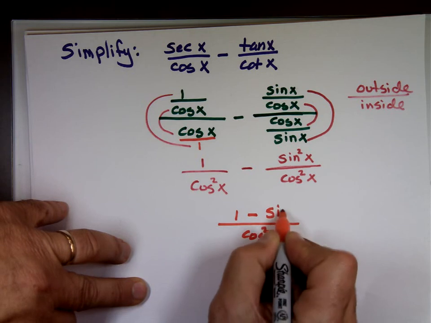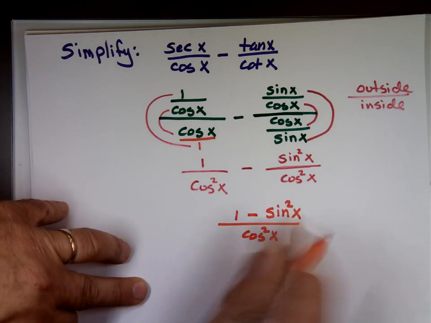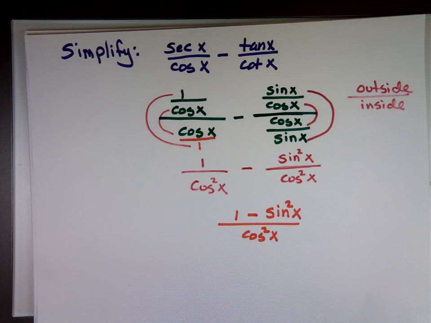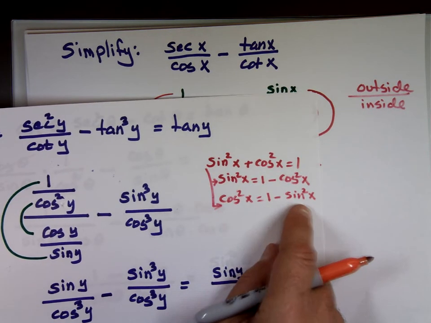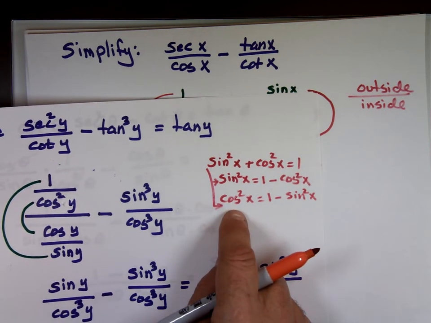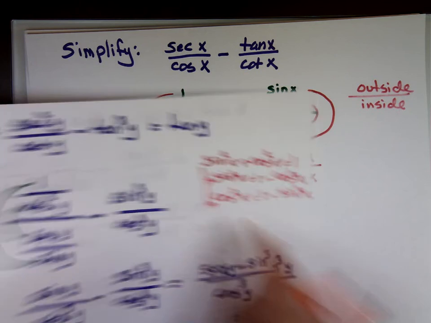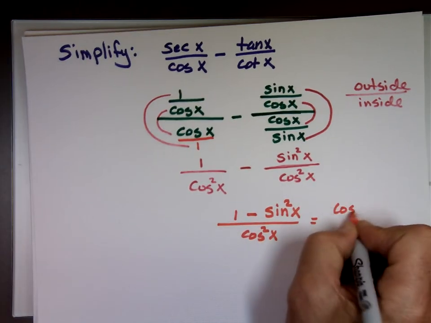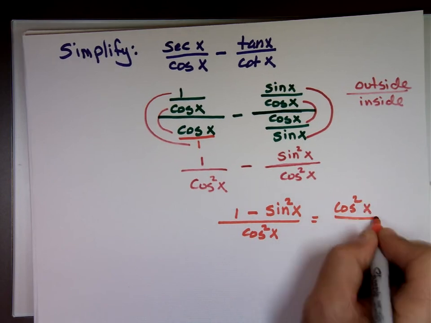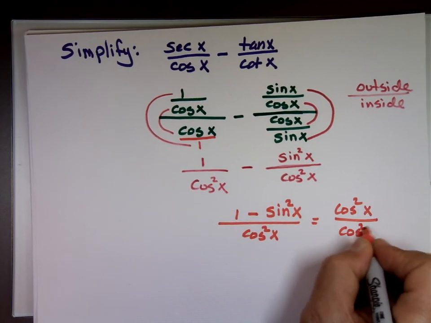Now you know where to look for that identity. Number 5, sine squared x. Number 5 is the one we're going to use the most. Yeah, it's number 5, cosine squared x. Yep, you have that. Again, I'll just show it to you. Seeing is believing. 1 minus sine squared is what? Cosine squared. So you're going to have cosine squared x over cosine squared x. And what's that equal to? 1. Bingo.